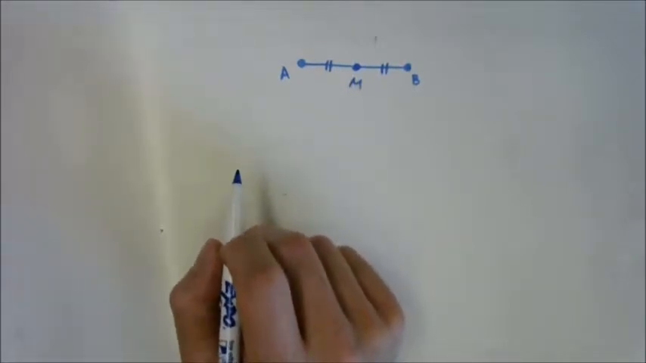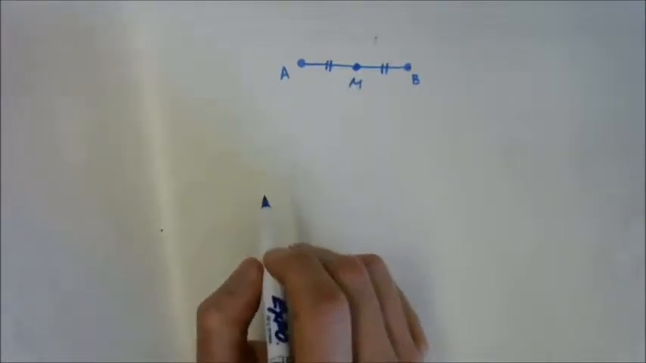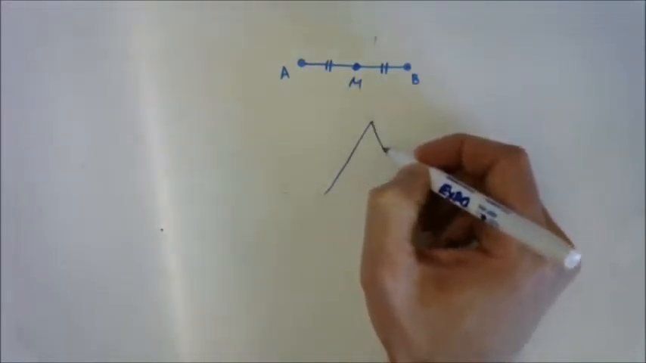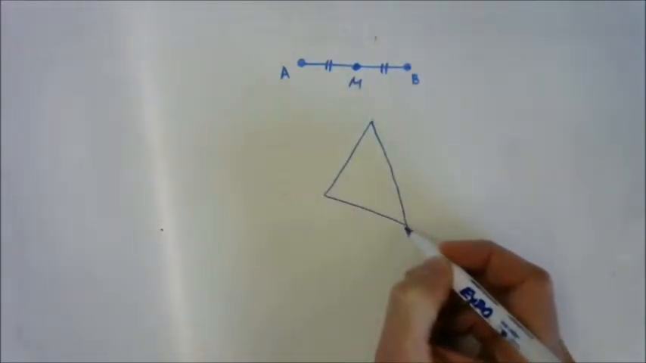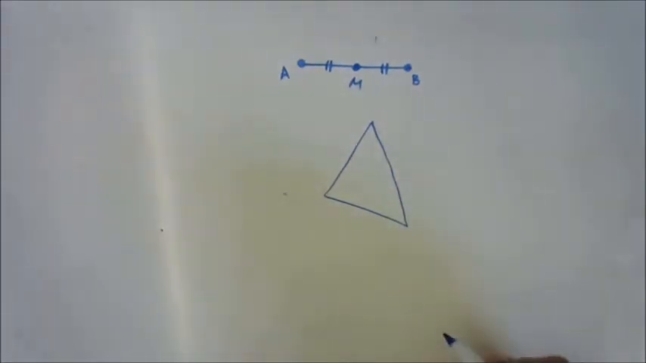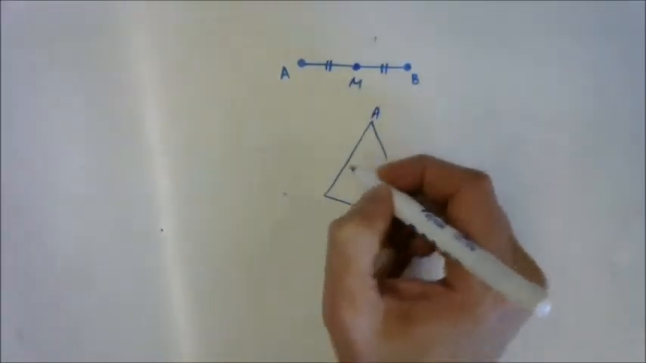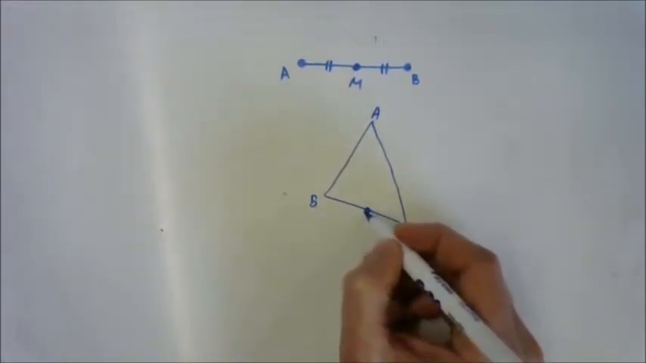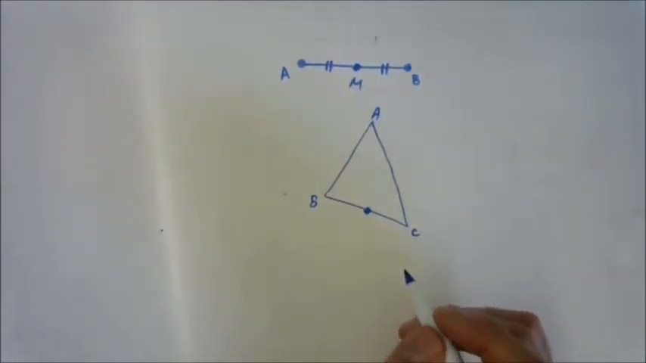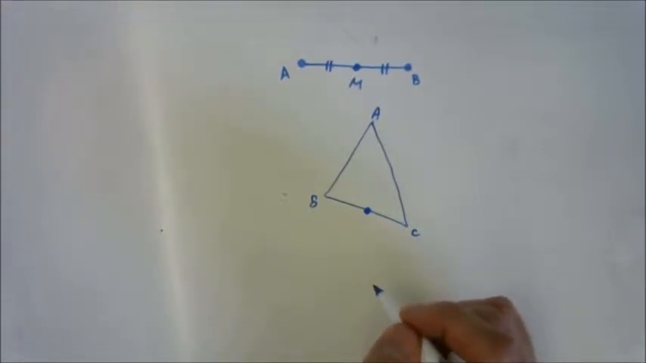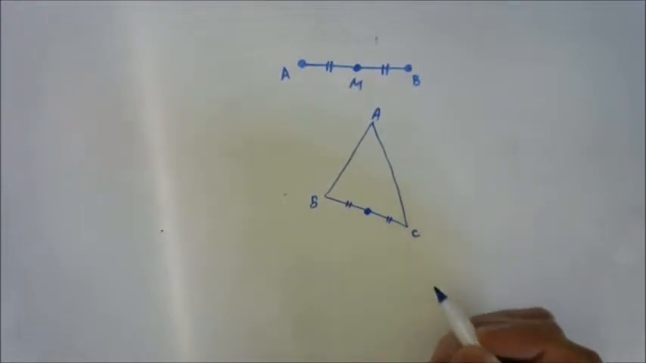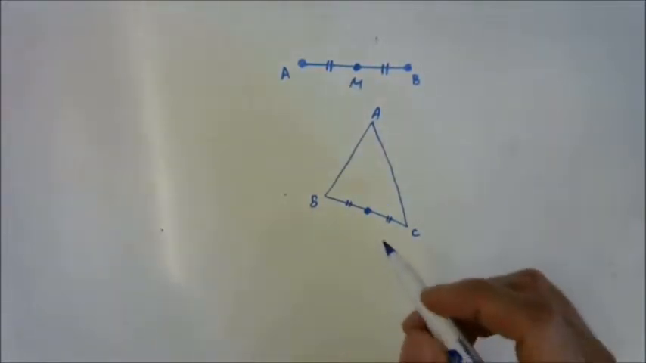Next box. The length of the line segment joining adjacent midpoints is half the length of the base. Now, for that one, you're going to want to draw a triangle. It doesn't have to be any sort of special triangle. Just a random triangle is good. We'll label our points A, B, C. And we'll draw a midpoint on one of the side lengths. Now, how do I show that's a midpoint again? Two little hash marks on either side. I have to do that in order to show that it is a midpoint.